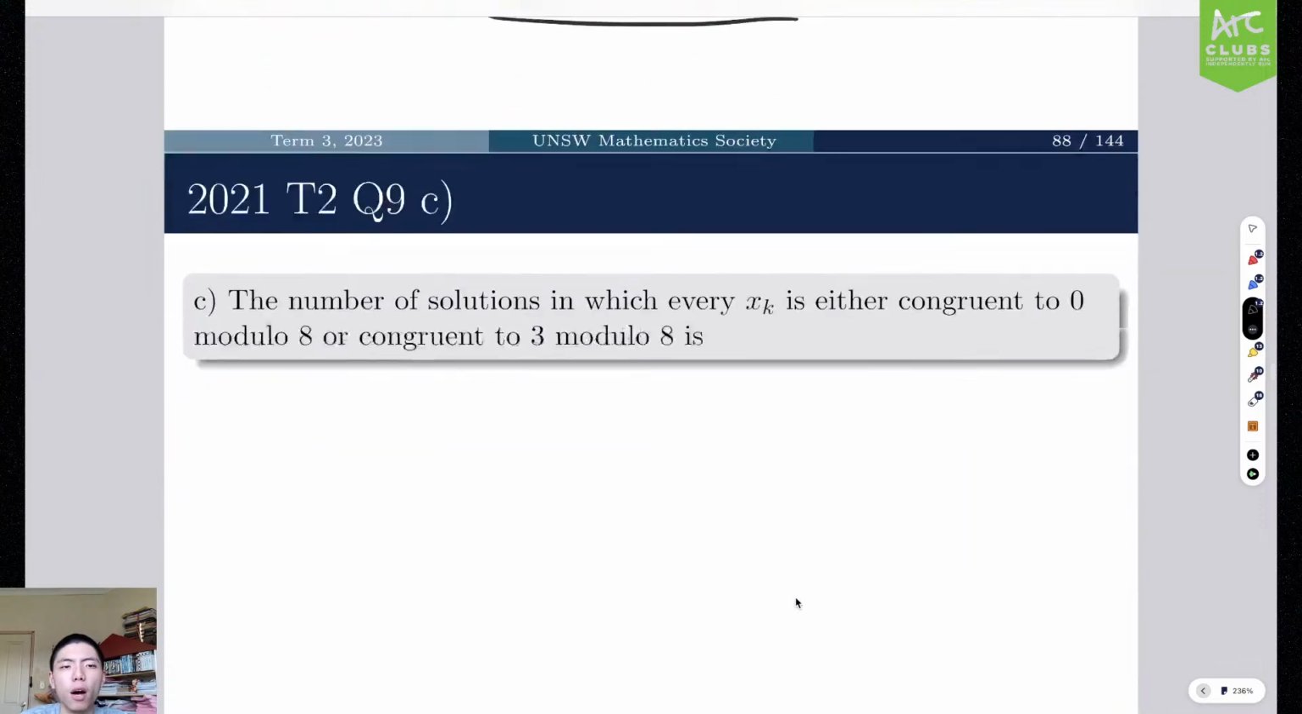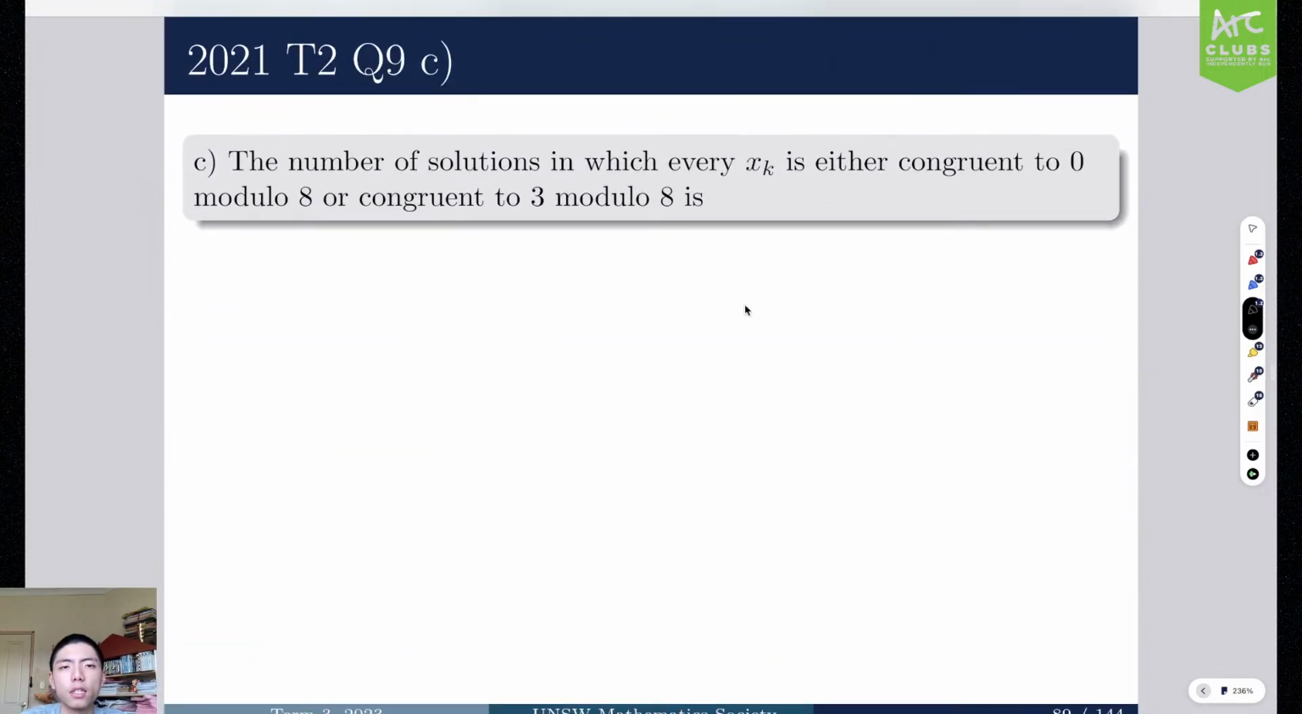Okay, so part C sort of saves us because now we have a bit of breathing space here, right? We can have either congruent to 0 mod 8 or congruent to 3 mod 8. We are looking for the number of solutions that satisfy this condition now. So this one's a bit more complicated, but how we think about this is we first look at all of the stuff that are congruent to 3 mod 8.